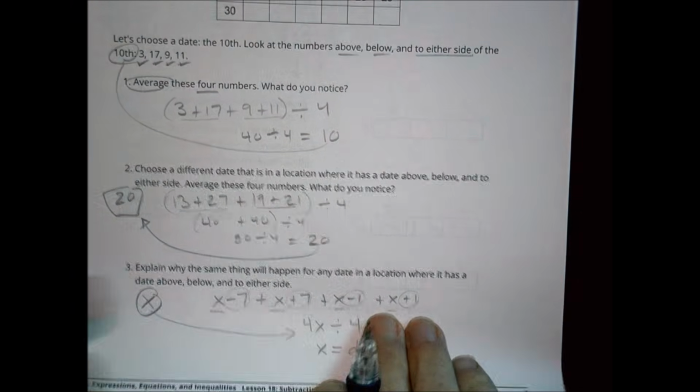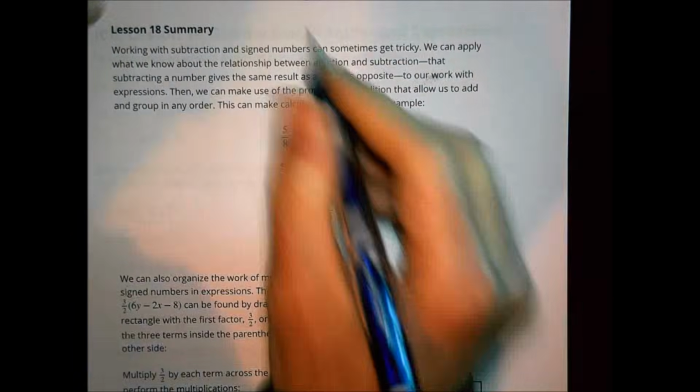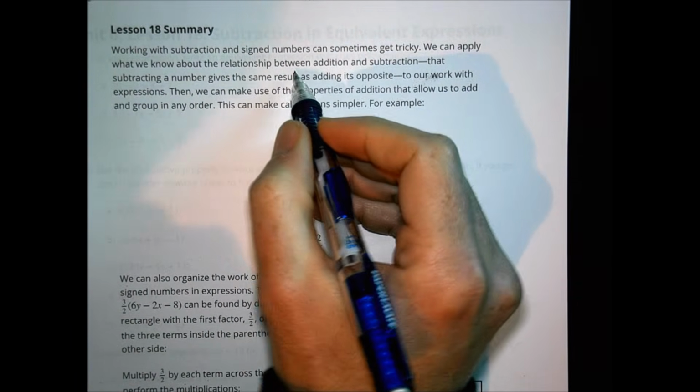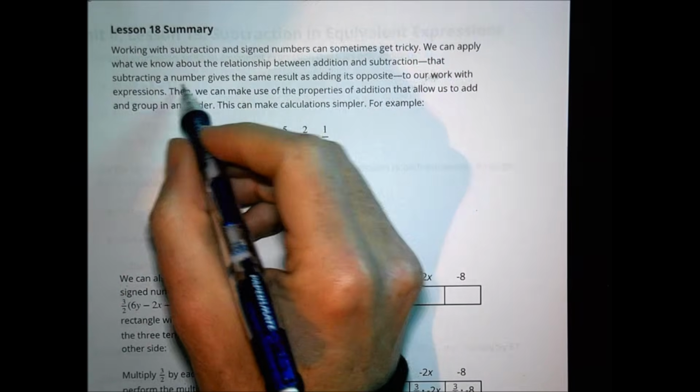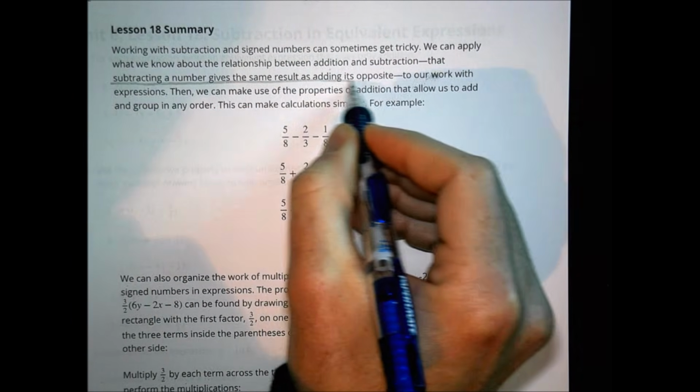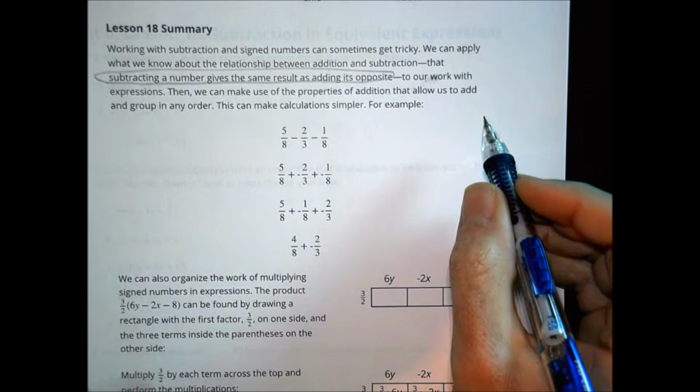So in terms of our lesson summary for today, we could say that working with subtraction and signed numbers can sometimes get tricky, and we can apply what we know about the relationship between addition and subtraction. That subtracting a number gives the same result as adding its opposite. So subtracting is the same as adding the opposite, and that helps us out.